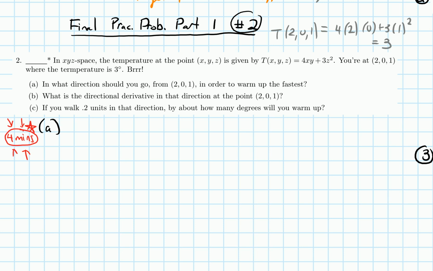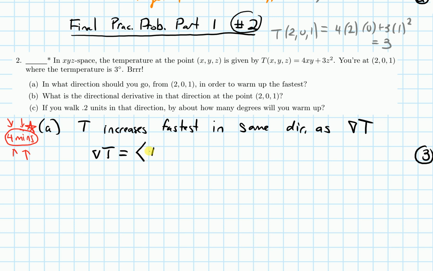Okay, so let's talk about part A. What direction should we go if we want to warm up the fastest? In other words, we want to know when the temperature increases fastest. Temperature increases fastest in the same direction as the gradient, so the gradient of T. So let's find the gradient of T. It's a function of 3 variables, so we'll get a vector where the components are Tx, Ty, and Tz, so 3 partial derivatives.